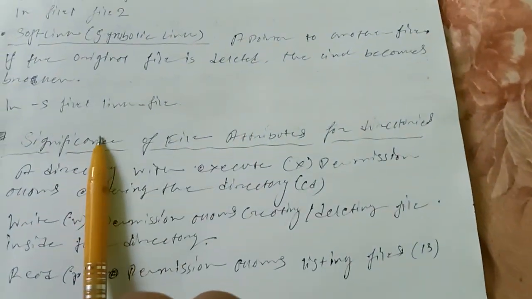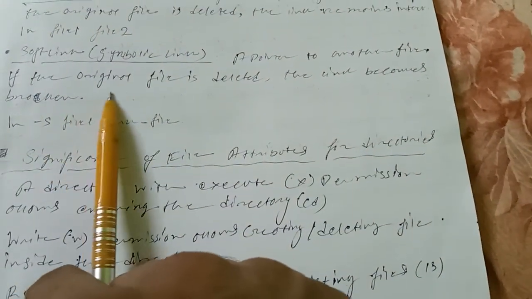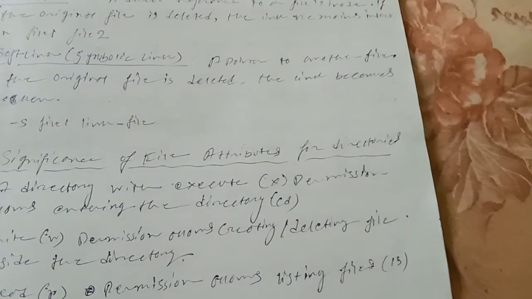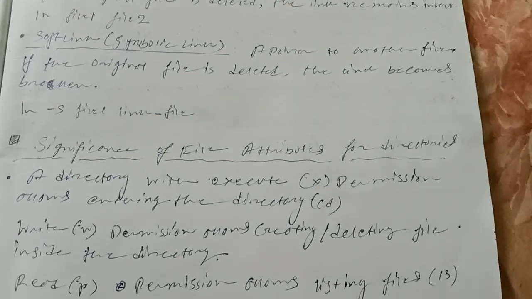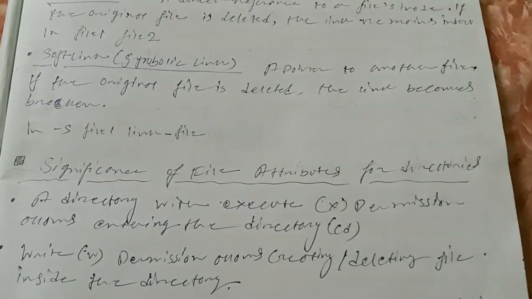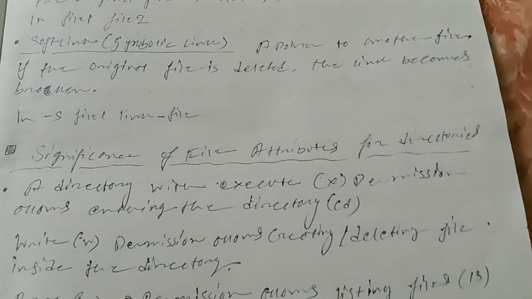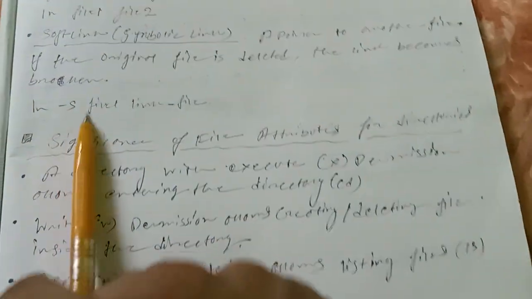So what is a soft link? A pointer to another file. If the original file is deleted, the link becomes broken. So a soft link is not an intact thing like a hard link. It is a pointer to the original file. If the original file is deleted, the link will also be broken.